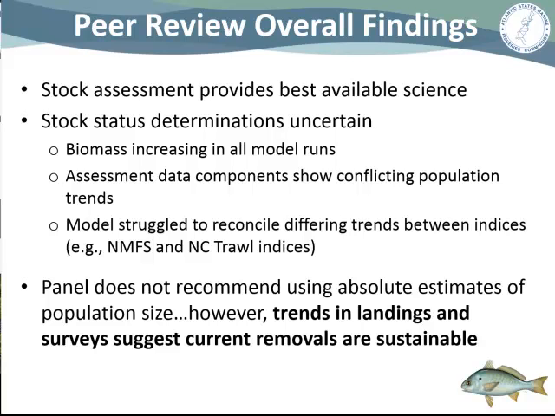For example, the NIMS trawl showed a very rapid increase in SPOT in recent years, roughly 6-fold, whereas the other primary index, the North Carolina trawl, showed only about a 10% increase. And there were other surveys like SEAMAP, which were included in sensitivity runs, which actually showed a declining trend. And so the panel had concerns about these conflicts. Therefore, they do not recommend using the absolute estimates of population size. However, the trends in landings and surveys suggest that current removals of SPOT are sustainable.